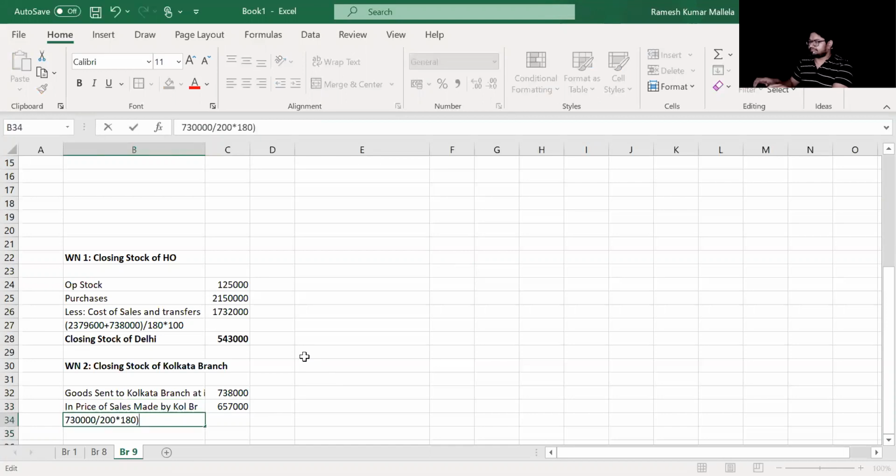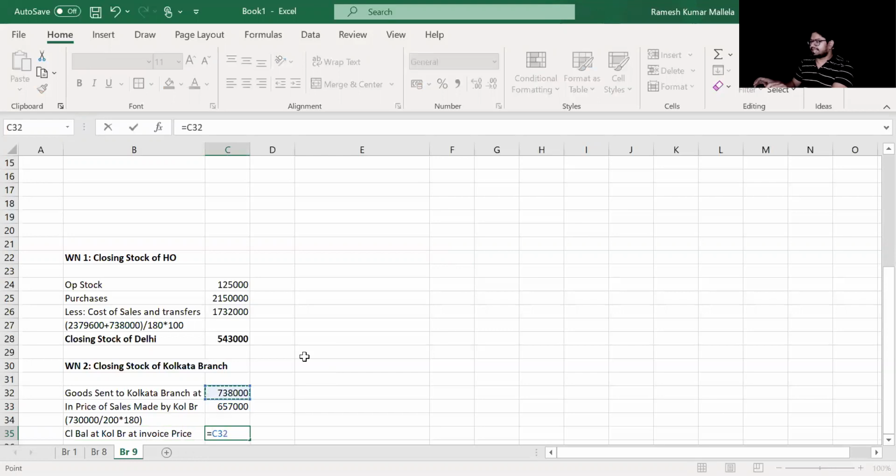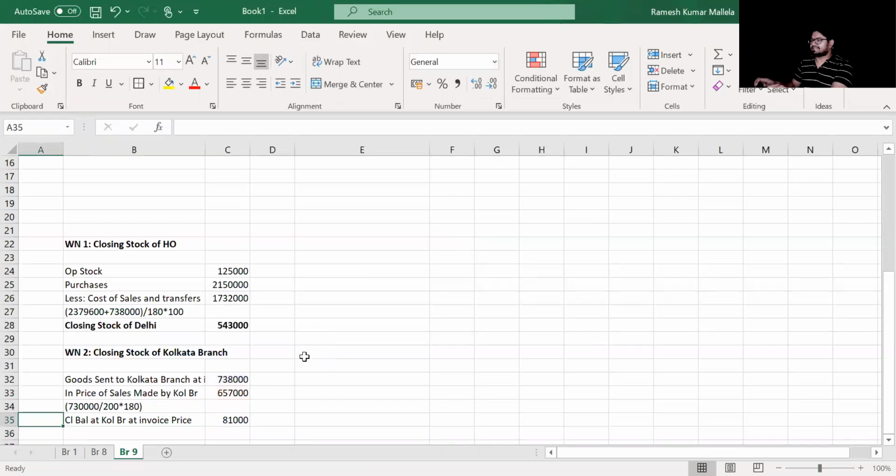This is the working for you. Okay. So that means closing balance at Kolkata branch at invoice price is basically 7,38,000 minus 6,57,000. Okay. This is at invoice price. I want to know what is the unrealized profit in it, because without deducting the unrealized profit, I will not be able to recognize it in my P&L account.